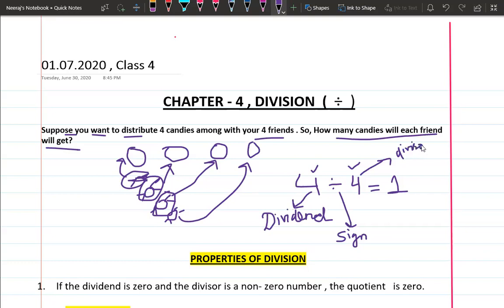After dividing 4 by 4, you are getting 1. It means that each child is getting one candy. This is your answer, and the answer of a division is called the quotient. With the help of the dividend, divisor, quotient and remainder, we will solve division problems, right?